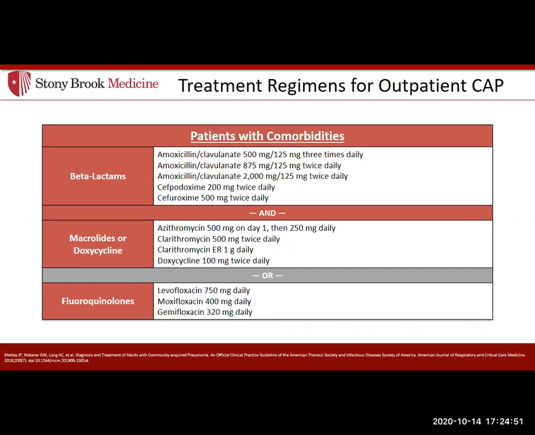Other factors that we should keep in mind when selecting an appropriate regimen include drug allergies, presence of arrhythmias, and vascular disease. In the setting of arrhythmias, beta-lactam plus doxycycline would probably be the best choice due to the QT prolonging effects associated with macrolides and fluoroquinolones. In the setting of vascular disease, beta-lactam plus macrolide or doxycycline would be the best choice due to the risk of aortic aneurysm seen with the fluoroquinolones.